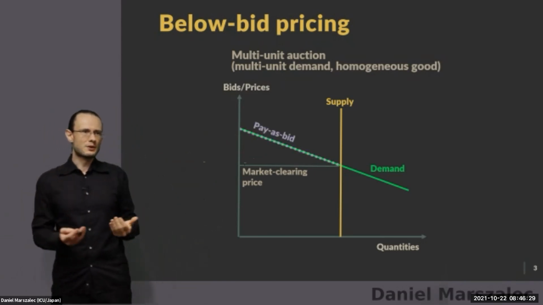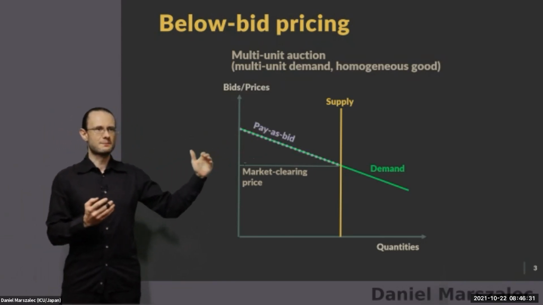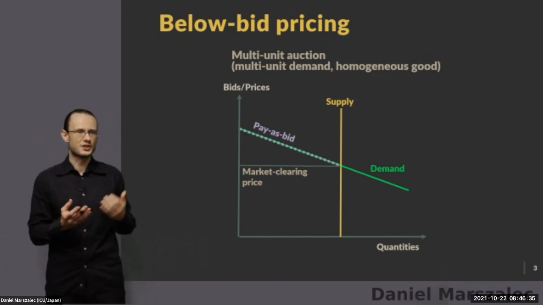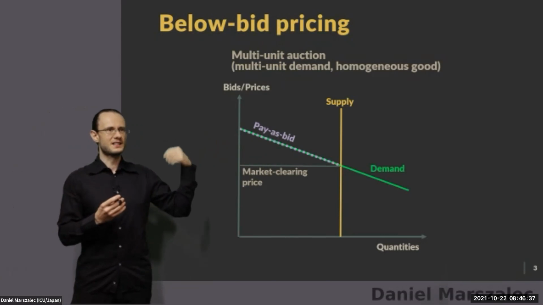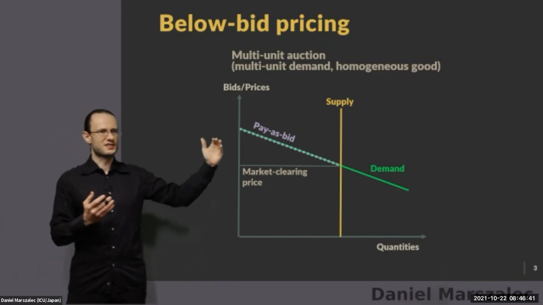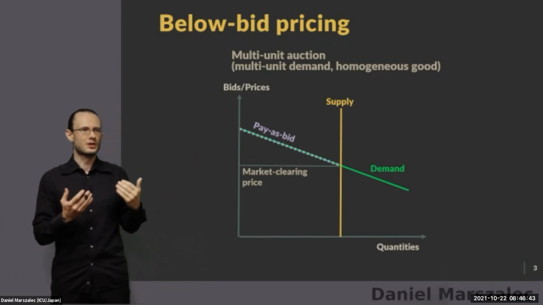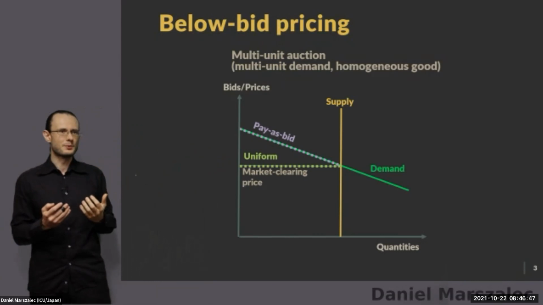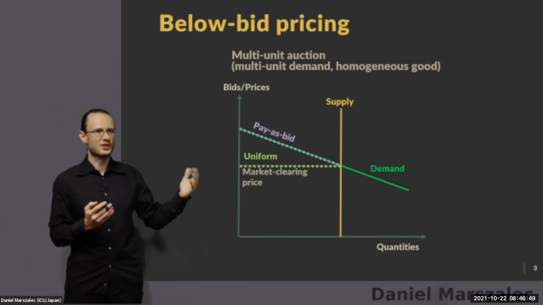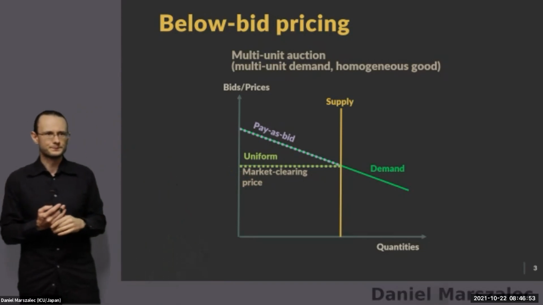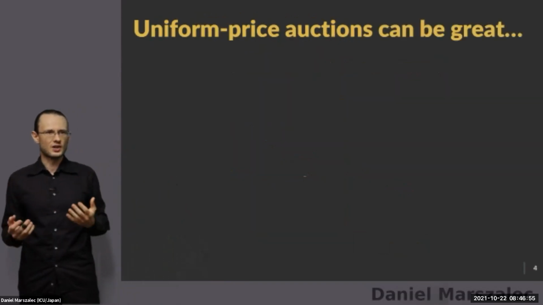And our reference point is what we call the pay as bid rule, pay as bid auction, or sometimes called the discriminatory auction, where every bid is paid in full at the quoted price. And any auction which charges a price lower than this, we will call those auctions with below bid pricing. A particularly popular example of this is the uniform price auction, which just charges the market clearing price on every unit. Right? And uniform price auctions can be great.